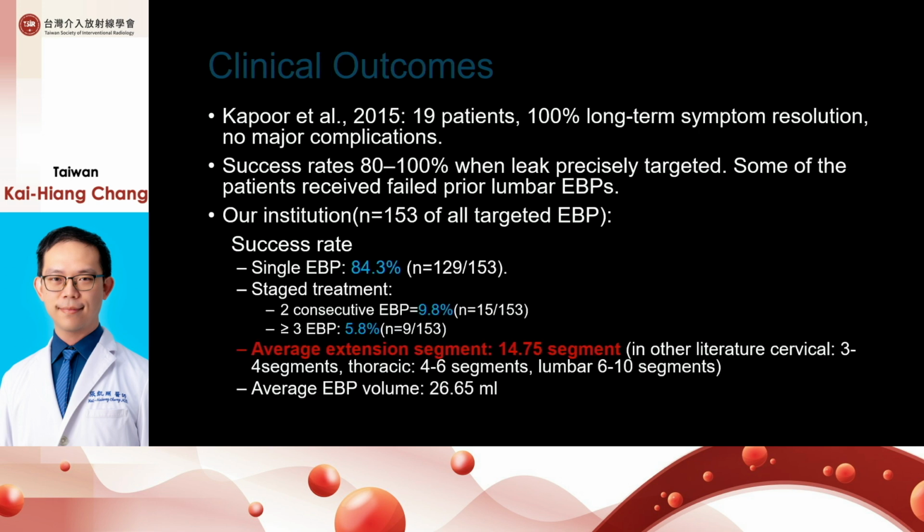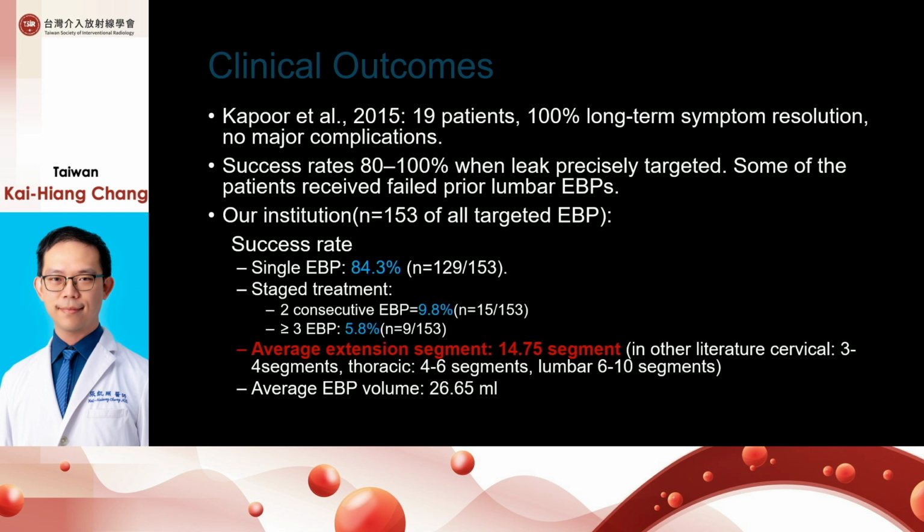Here are some reported clinical outcomes by Kapoor and his colleagues. They reported 19 patients with 100% long-term symptom resolution without major complications. And the reported success rate ranged from 80 to 100% when the leak is precisely targeted. But notably, some of these patients had a failed prior lumbar EBP, so they are not treatment naive, okay?